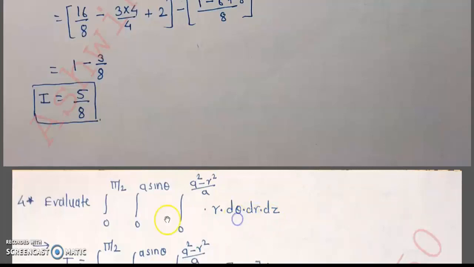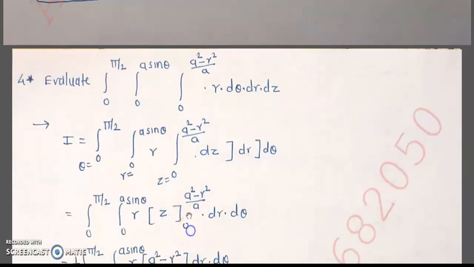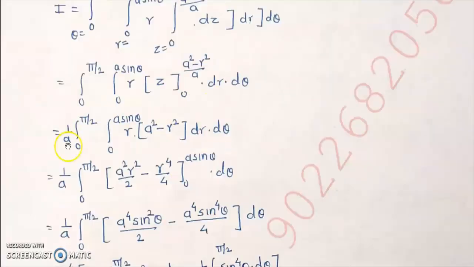Okay, so since theta is fixed for outer integral sign, we have this integral limits in terms of r, so they must be the limits of z. Okay, and then obviously second integral limit is for r. So we have first integral for z, second for r, and then lastly for theta. So with respect to z, integrand is only r here, which is constant, so outside, and dz is integrated as z in the limits 0 and a square minus r square by a. So upper limit minus lower limit gives us 1 by a outside, and only upper limit, that is a square minus r square here, dr d theta.